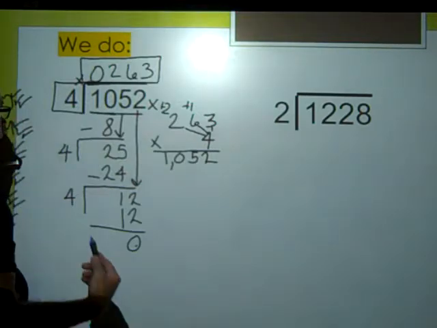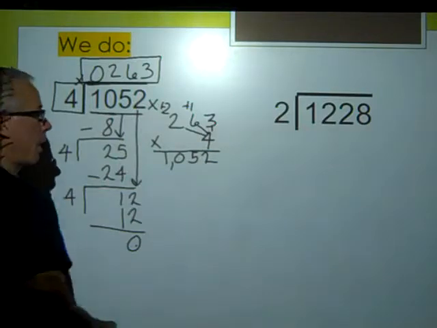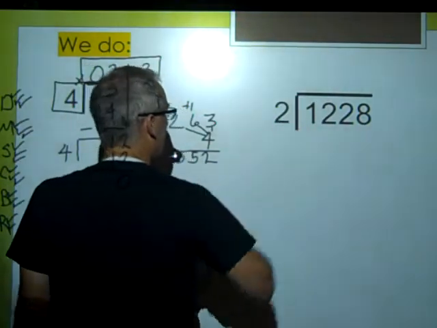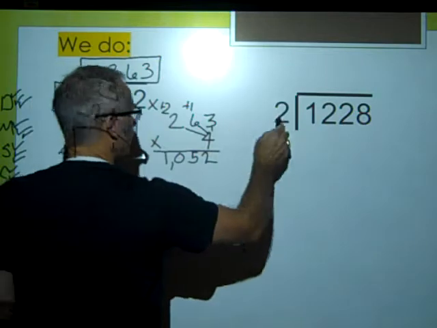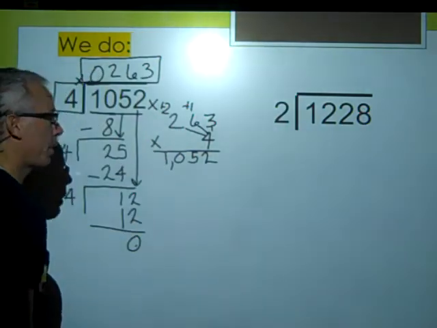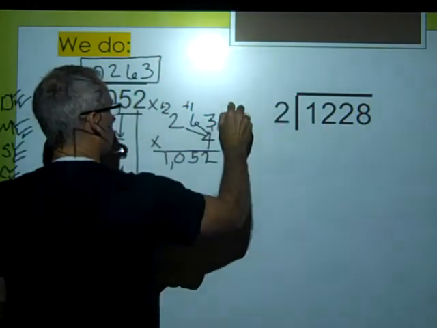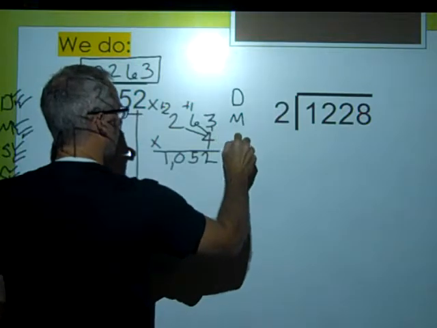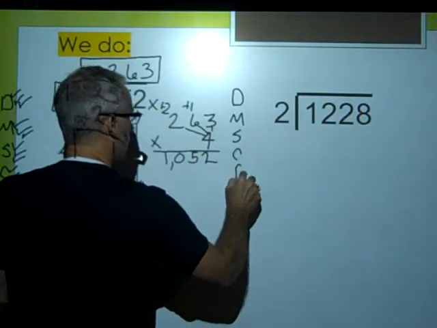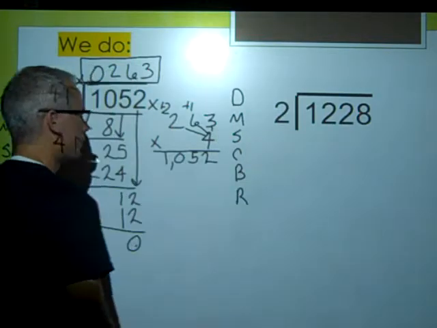1,228 divided by 2. Now, I know for a fact I won't have a remainder. I'm dividing an even number by an even number, an even number by 2. And I know I will not have a remainder there. So my first step is to write my rules, drive my super cool buggy Rudolph.